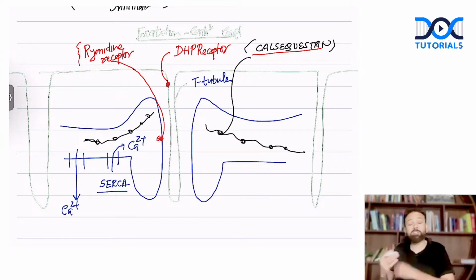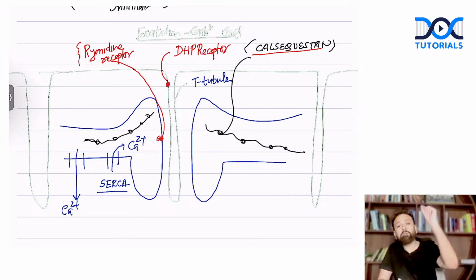So they can ask you a separate question on excitation contraction coupling, or they can ask you a big, long question, in which they will ask you how nerve propagation will cause neuromuscular junction transmission and how this is going to affect your muscle contraction.